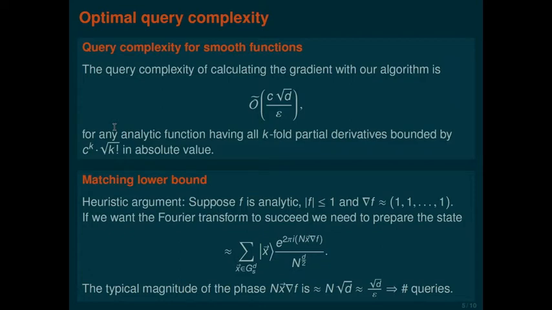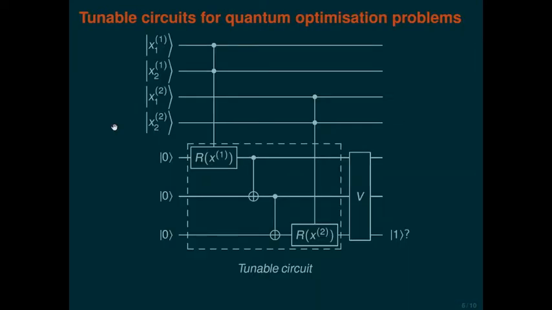This is, of course, not a proof. It just shows you why this might be the right scaling. And we have a rigorous proof as well. OK, so this was about the gradient calculation. Now, how can we apply it?